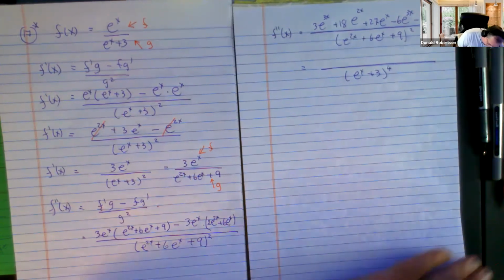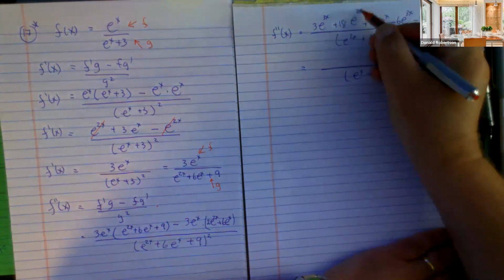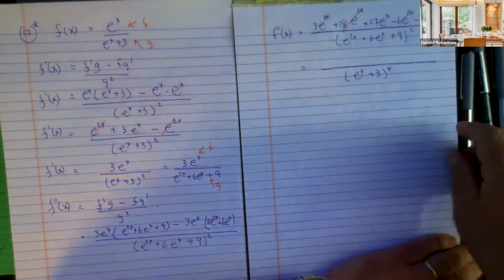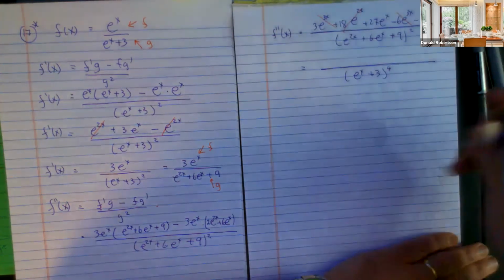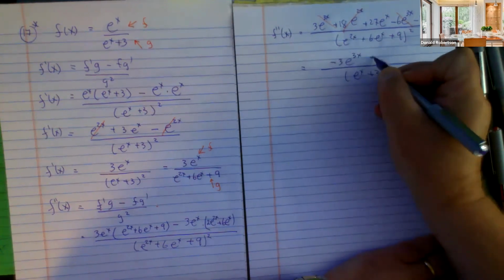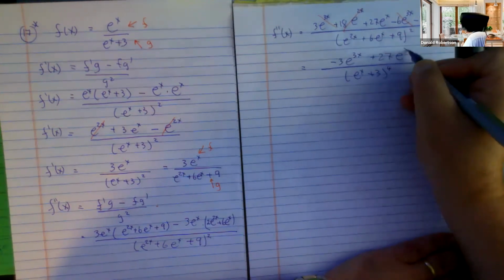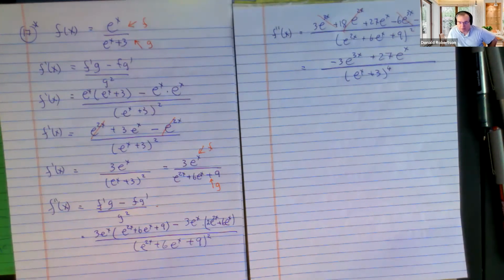Now the top has got a lot of major issues, but let's just collect like terms. Those two guys cancel out, and those two guys kind of sort of blend together. So I've got negative 3e to that guy, and I've got 27e to that guy. Okay, it's a little bit nicer, right? Not great, but nicer.